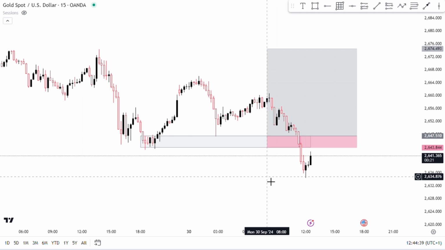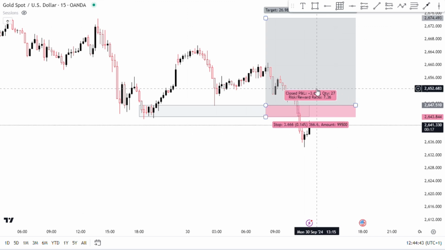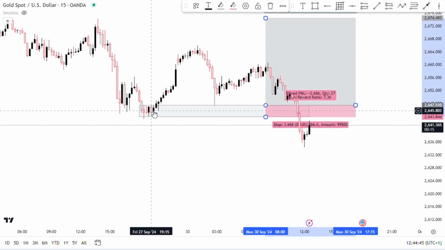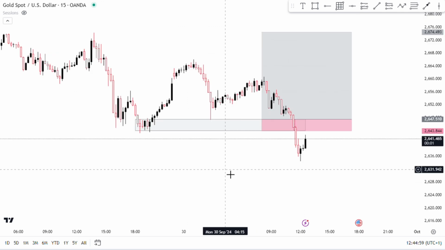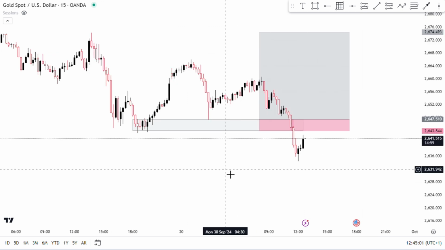Welcome back, traders. The reason price hit your stop loss on Monday: you can see this particular trade right here, even though this is an order block, it's not a real order block. So you need to understand how to identify a real order block in the market so you can avoid all these unnecessary losses in the chart.